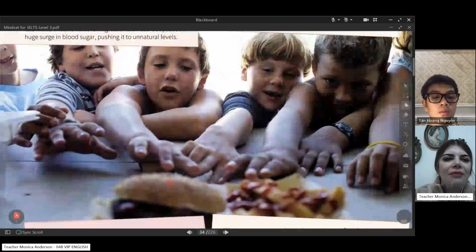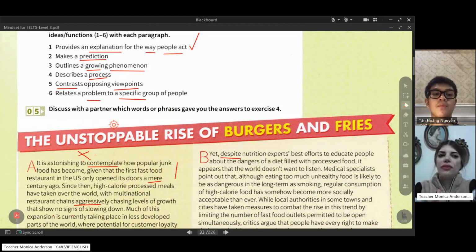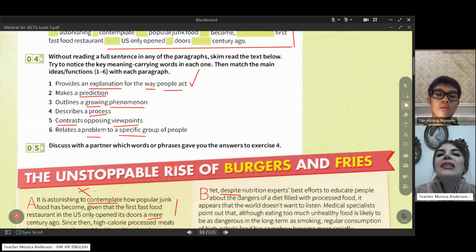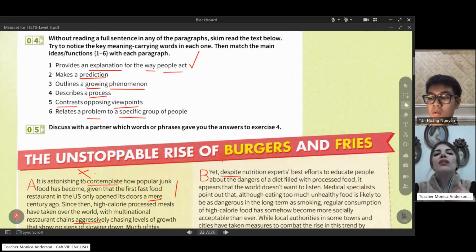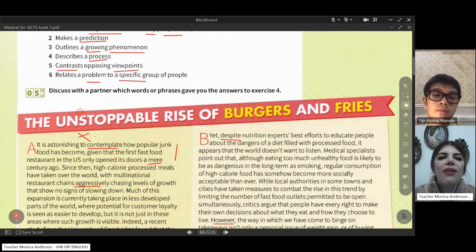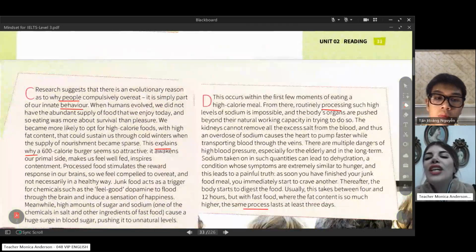Well, okay, now we could find the answers for the heading, the main idea for part 4. Now you tell me what words or phrases gave you the answer. I gave you the answers, now you tell me how. For example, we matched number 1 with paragraph C, which provides an explanation. Paragraph C, which line maybe could help you? Which words?